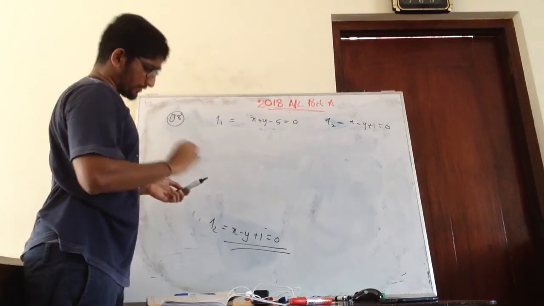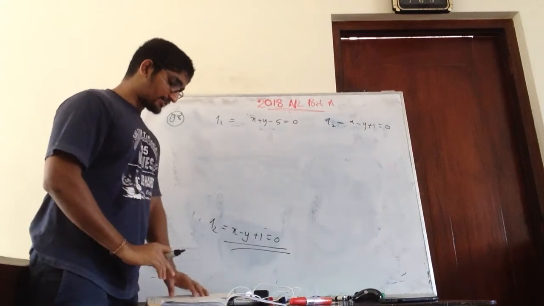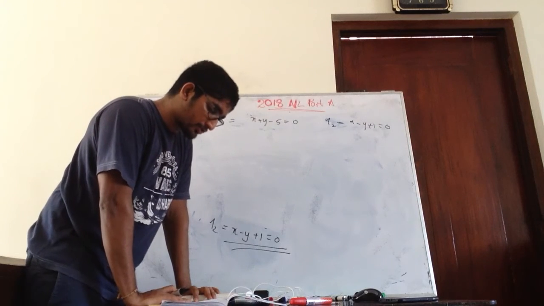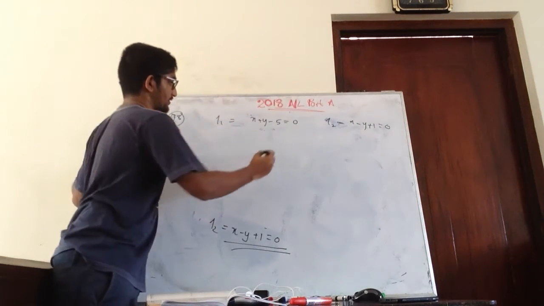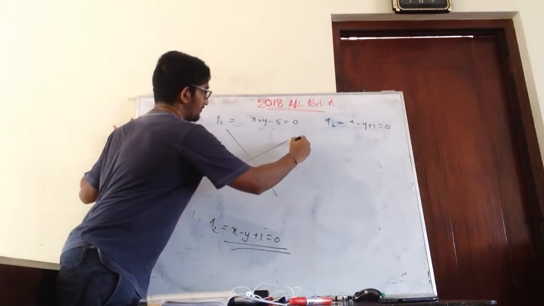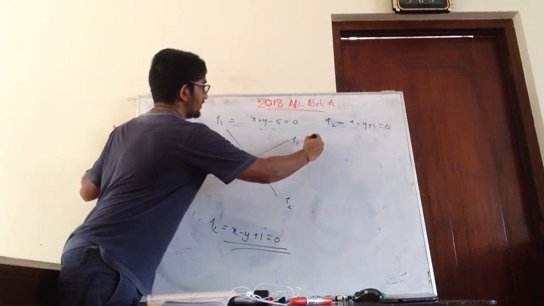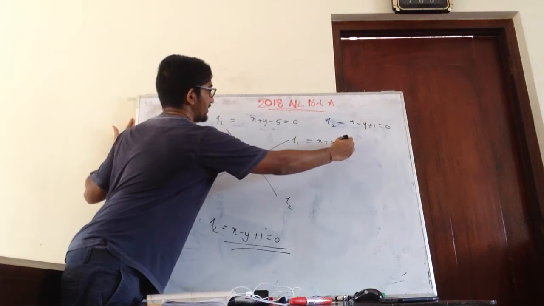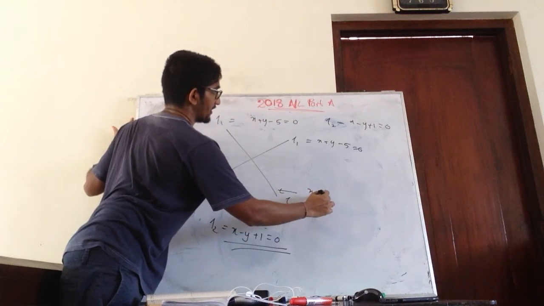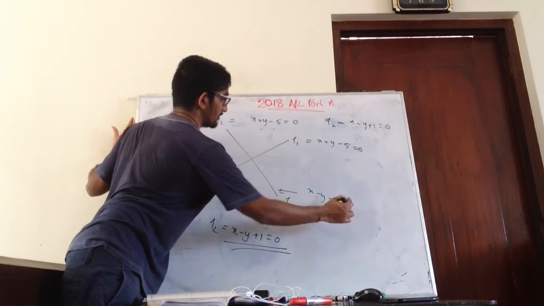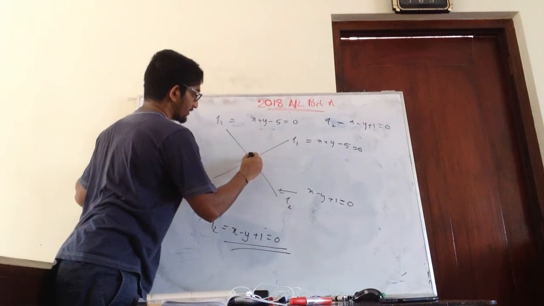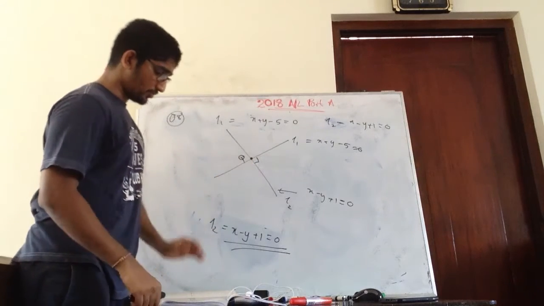Right. So what are they saying next? They are saying let Q be the point intersecting L1 and L2. Okay. This is L1, this is L2. L1 is x plus y minus 5 equals 0. This is x minus y plus 1 equals 0. So the intersecting point is Q. This is 90 degrees. This is Q. Okay.